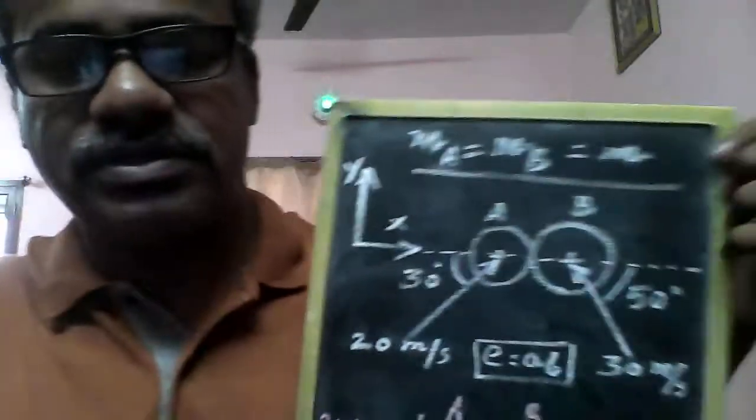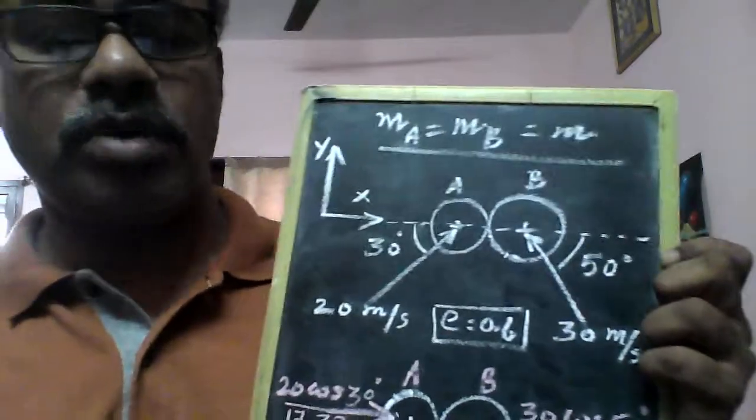Very good morning, friends. Today we will see the very last problem in engineering mechanics, and that too the second problem in the collision of elastic bodies. This is the oblique impact problem we are going to see. So you see the problem. The problem is like this.